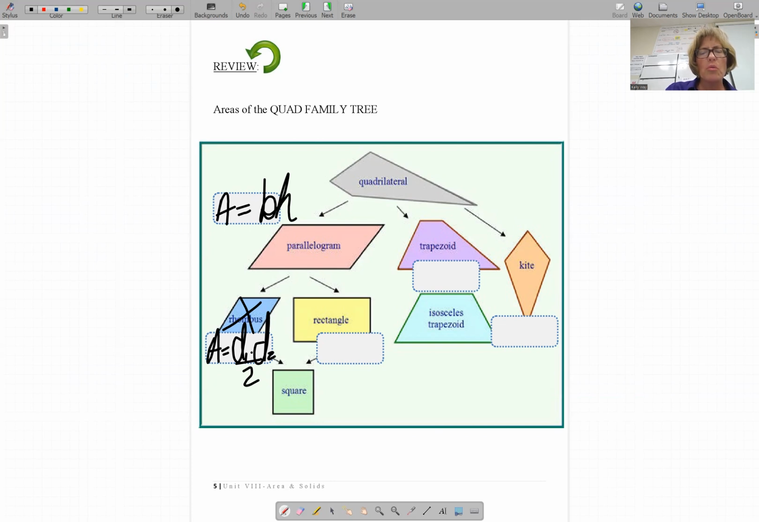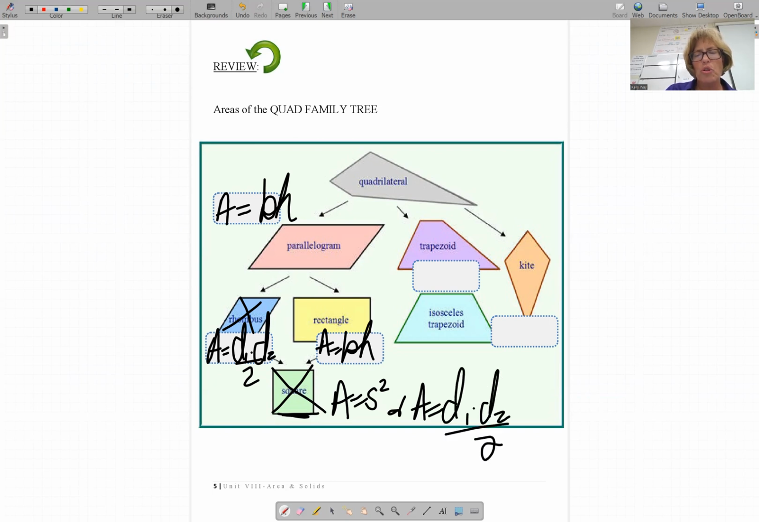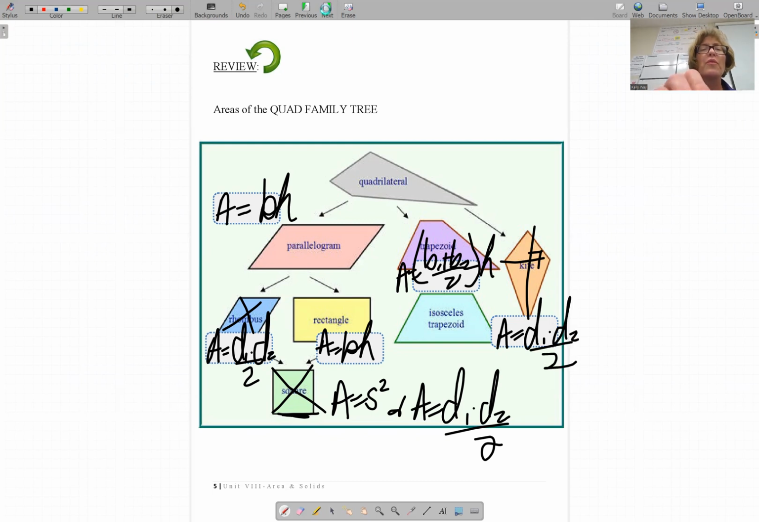Rectangle is also simply area equals base times height. The square, area equals side squared, or you can also do diagonal 1 times diagonal 2 over 2. Trapezoid, area equals average the bases, base 1 plus base 2 over 2 times the height. Kite, diagonals are at right angles, area equals diagonal 1 times diagonal 2 over 2.